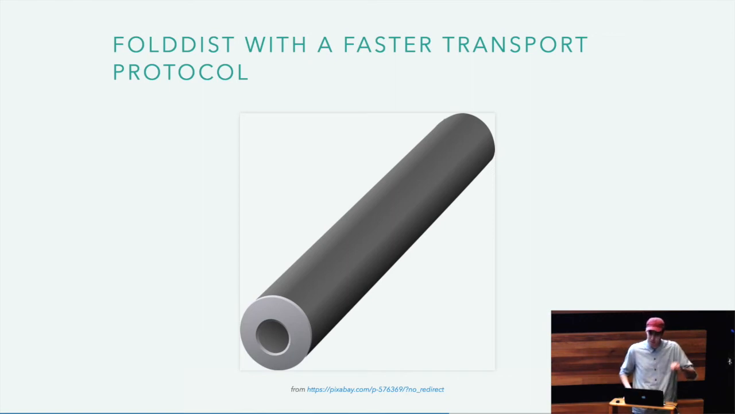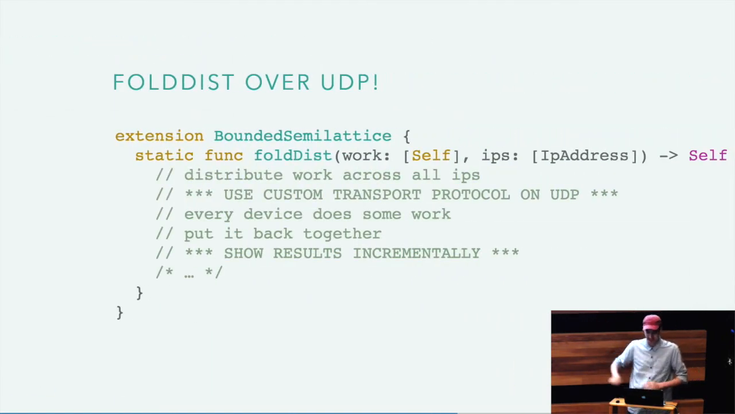But these constraints aren't important anymore. So now we can use UDP and build a little bit of stuff on top of it, such that we guarantee all messages are eventually delivered, but we don't care about the order, and we don't care if they're sent more than once. If we do that, we can make our fold distributed and faster. Everything else is the same.